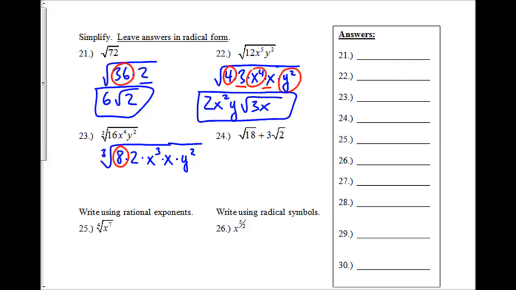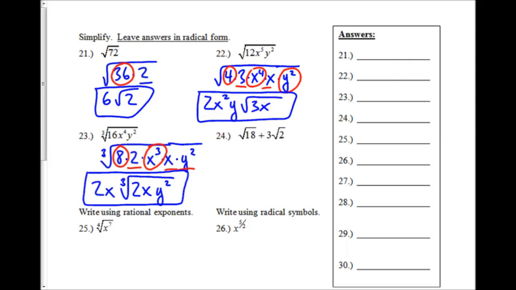The cube root of 8 is a 2. Goes to the outside. It's a changed number on the outside. The cube root of x to the 3rd is x. Changed variable on the outside. And now I've got the 2, the x, and the y squared all still trapped underneath a cube root. So 2x y squared trapped under a cube root.